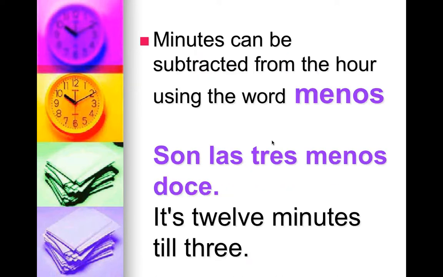Now, the part that is a little more difficult en español is when you go past half the hour or media, you really do go to the next hour and subtract however many minutes are left using this word menos, which means until. Por ejemplo, son las 3:12 would be it's 12 minutes till 3 o'clock.